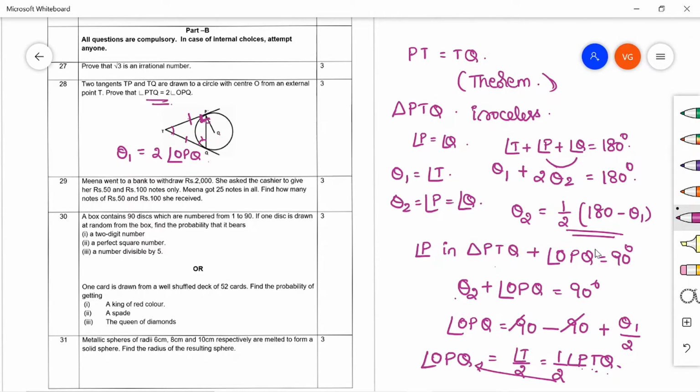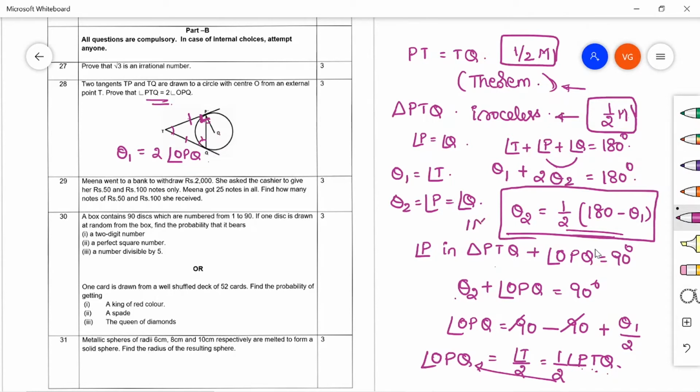So now I'll explain the marking criteria also. Once you write down the theorem that the two tangents are equal, here you will get half mark. Then proving the isosceles theorem, here another half mark you will get. Then finding out the relationship between theta 2 and theta 1, here you will get 1 mark. Then writing the final statement, proving the final statement, you will get another 1 mark. So half mark, 1 mark, 2 and 3. So this is the marking criteria for this question.